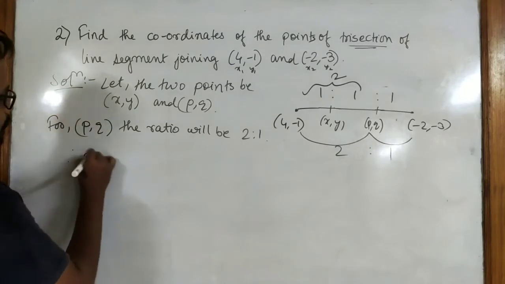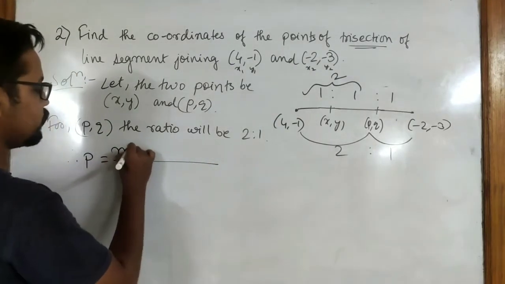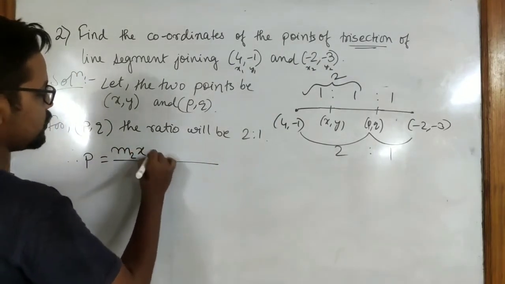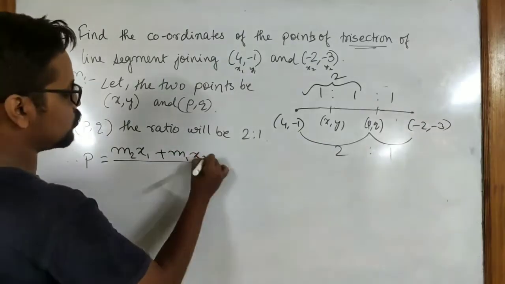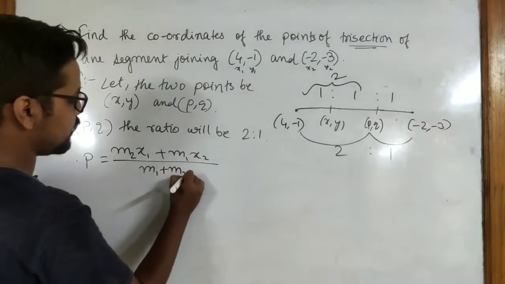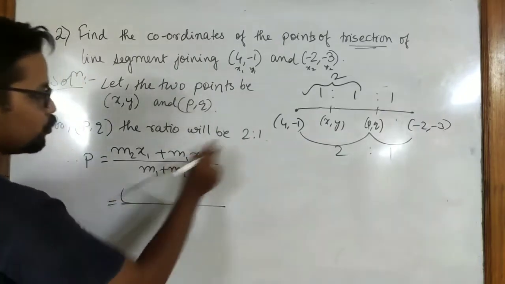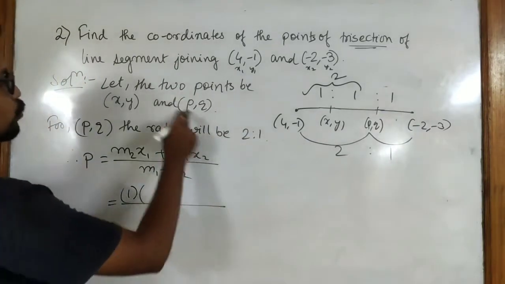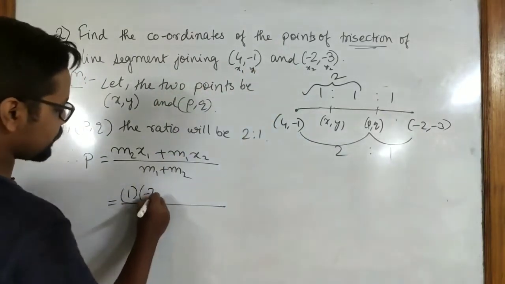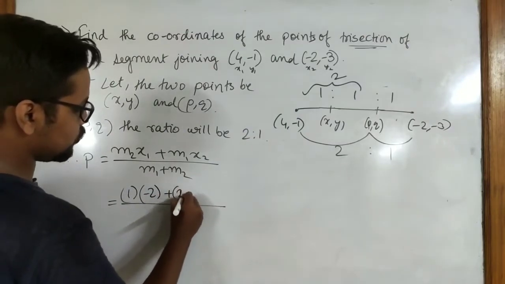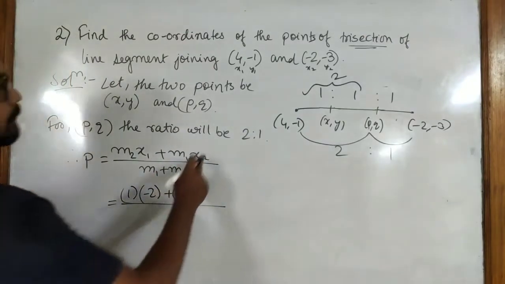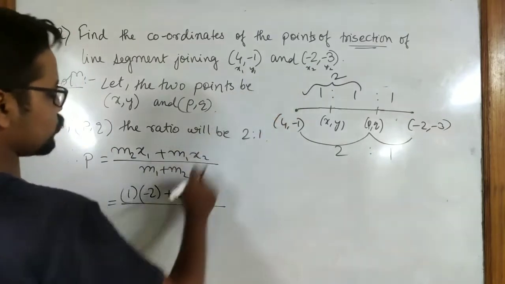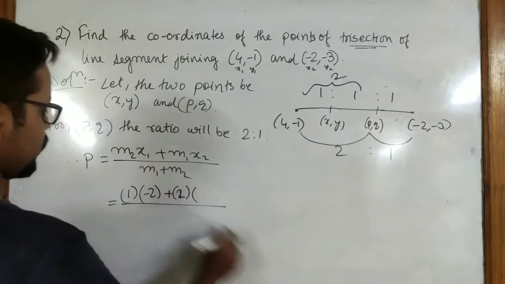So therefore p is equal to, again our same formula, m2 x1 plus m1 x2 by m1 plus m2. So m2 is 1, x2 is minus 2 plus m1 is 2 and x1, sorry. Okay, maybe I made a mistake.